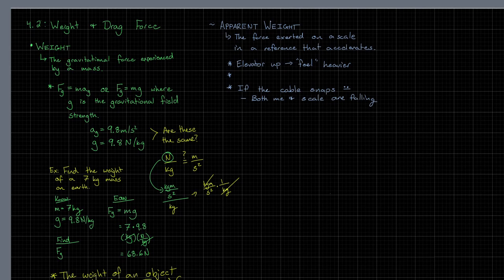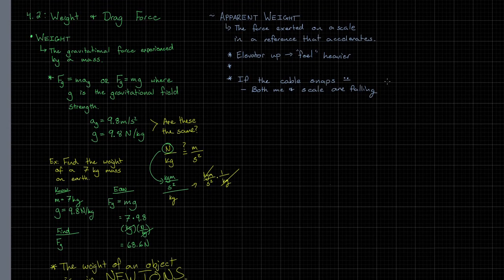Weight is literally the force of gravity, Fg, that we can find by taking mass times the acceleration due to gravity. Oftentimes, though, it is more convenient instead of saying m a sub g, we just call it g, where g will be 9.8 newtons per kilogram. It is the exact same thing as a meter per second squared. The label just makes it a little bit easier to play the unit game to get down to newtons.